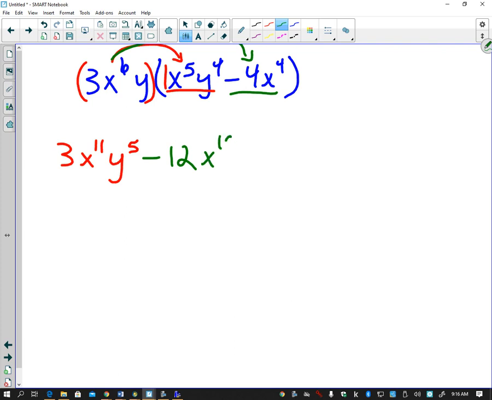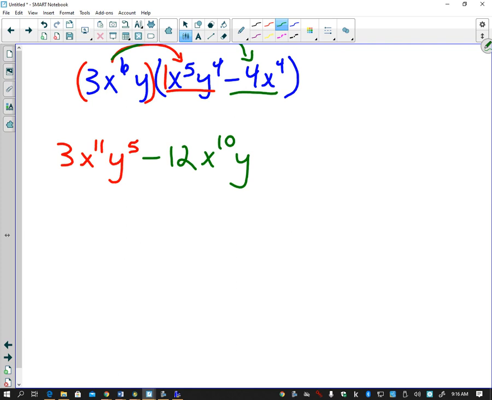x to the 10th, and I'm taking y times nothing. But what do I have? Do I just get rid of the y altogether? Or I just bring it over? Okay, 3x to the 11th, y to the 5th, minus 12x to the 10th, y. Okay, does that make sense? That's something that we can do. You got a question, Lewis?